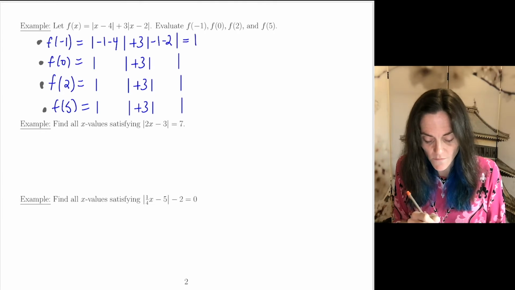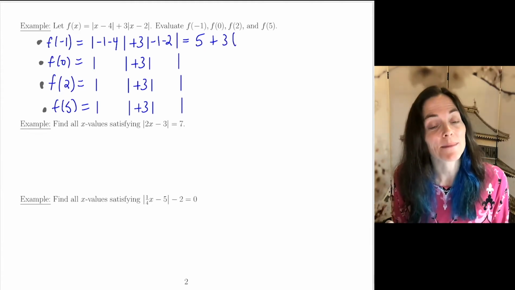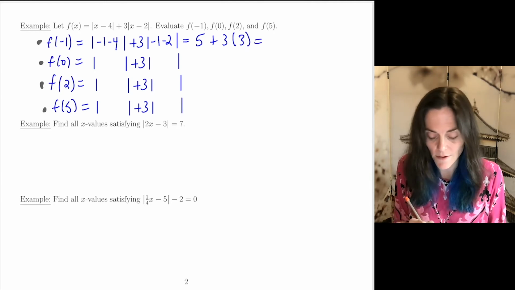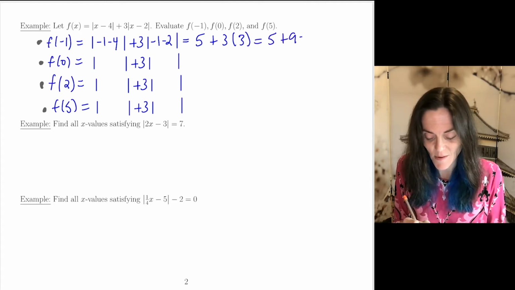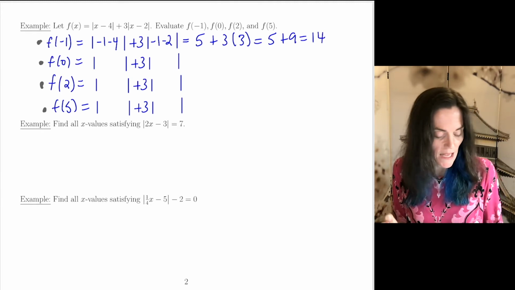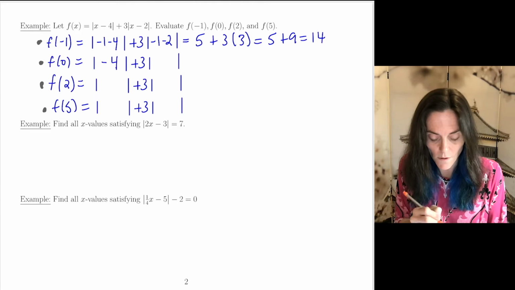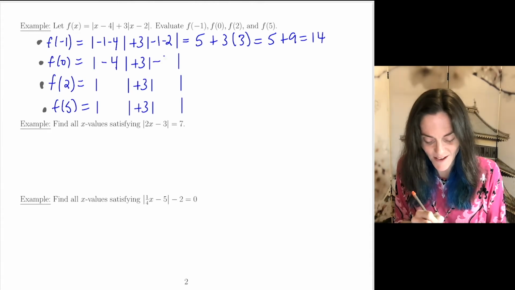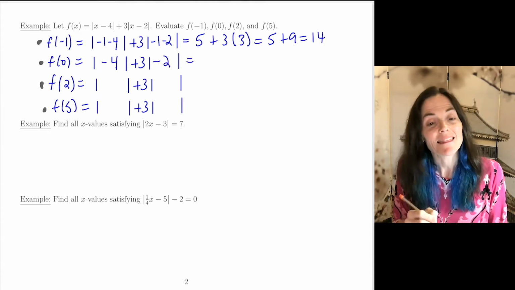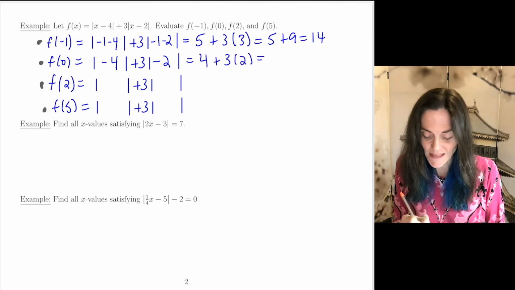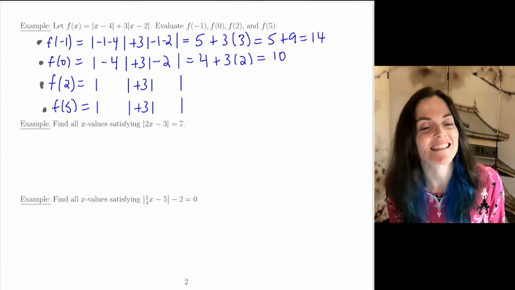Well, this is the absolute value of -5, which is +5. And then we have 3 times the absolute value of -3, which is 3. So altogether, you see we have 5 plus 9. This is 14. Now, what about at 0? This is just the absolute value of -4 plus 3 times the absolute value of -2. So this is +4 plus 3 times 2. This is 6 plus 4, which is 10.